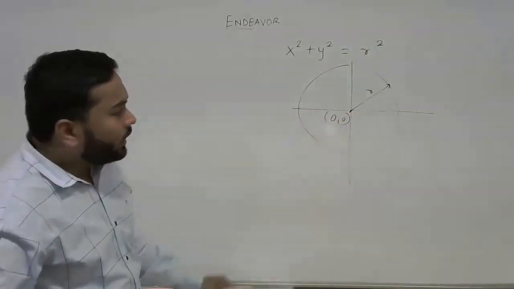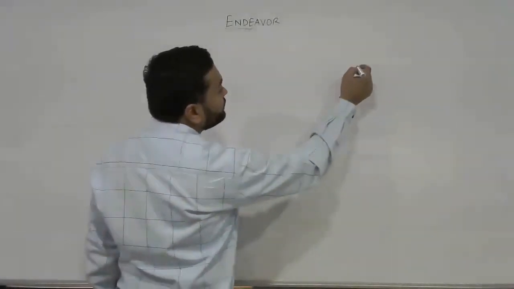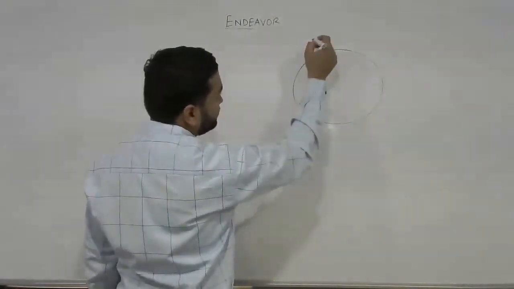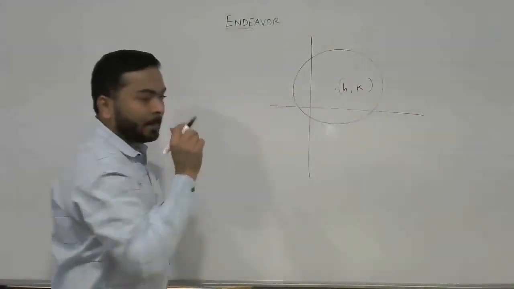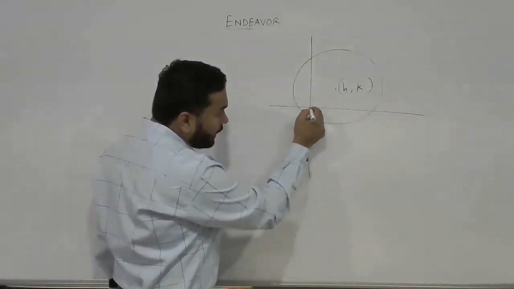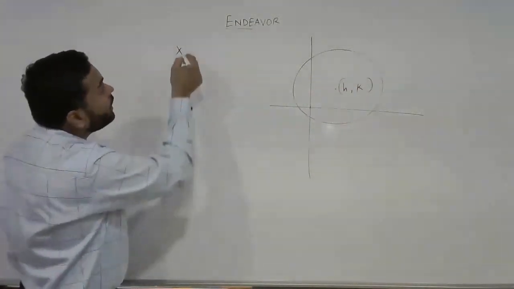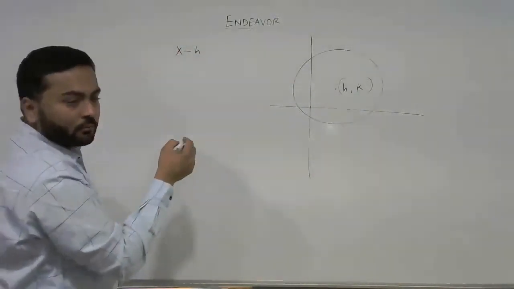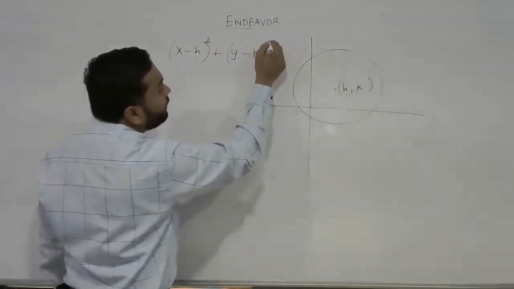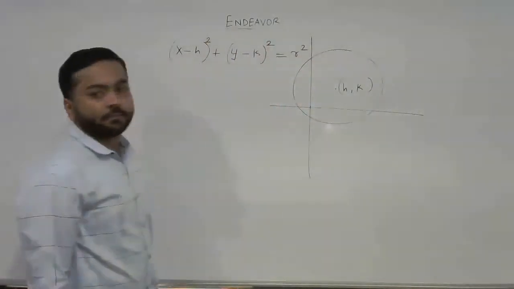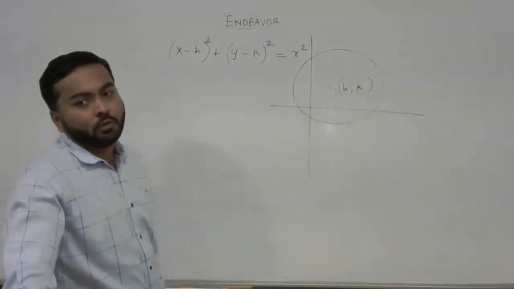Now what if the circle is not passing through origin? Let's see if a circle has its center at h comma k. Now in this case, this origin 0, 0 has been shifted to h comma k. So what we will do is, instead of x, we will say it is x minus h because it has shifted to h. Plus y minus k. x minus h the whole square plus y minus k the whole square is equal to r square. So this is how you will write the formula for equation of a circle if it is not passing through origin.